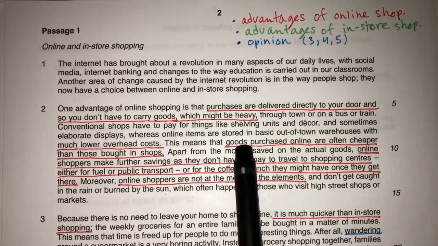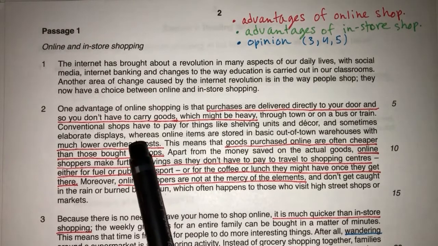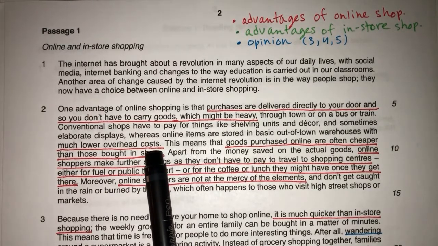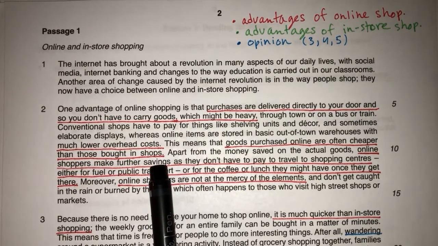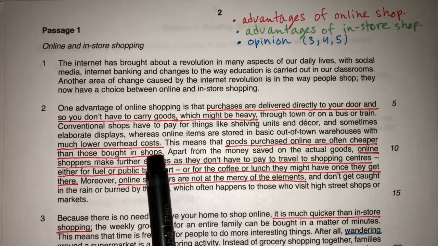Another thing we saw here was the goods purchased online are often cheaper. So lower overhead costs means that your customers pay you less money because you had to spend less money to give them what they need. So if you spend less money, you don't have to charge them too much money. So everyone is happy. Okay, moving forward.